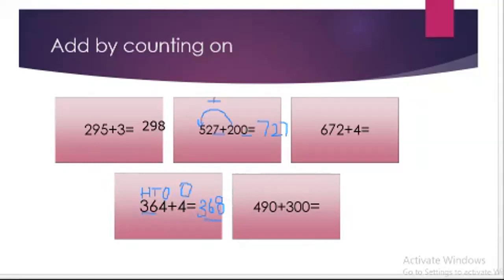Whatever is convenient for you, you can adopt it. So let's move on to my next question, that is 672 plus 4. So you can do the forward counting, and if you're finding it a bit difficult, just add the ones. Yes, when I add the ones, only one number is given over here, so we will add ones and ones. So our answer will be, can you tell me?